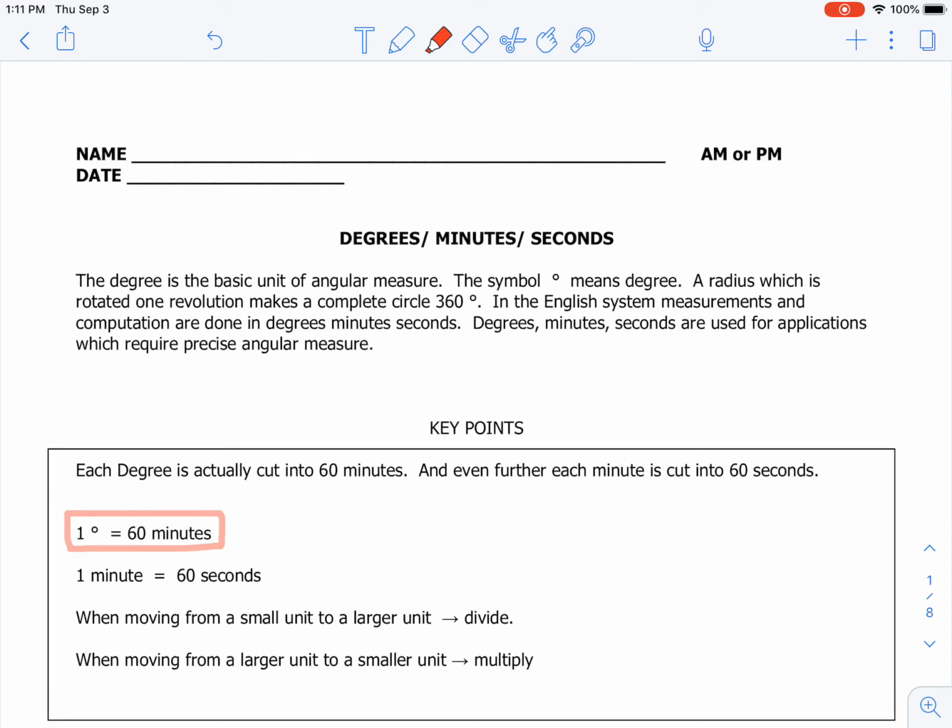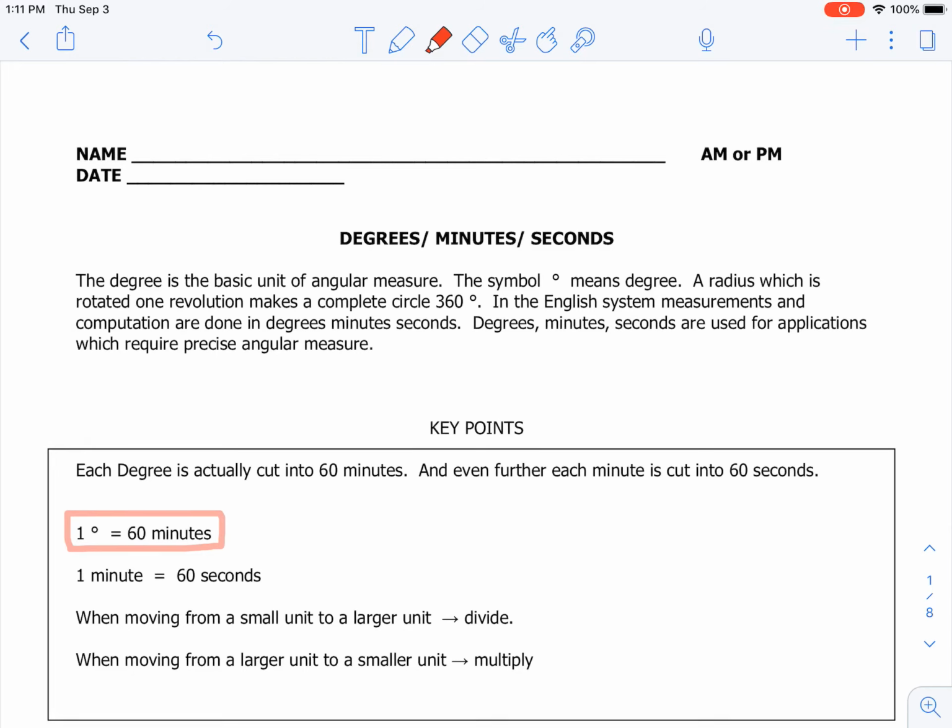And it really has nothing to do with the clock, okay? It originated with the position of the sun during certain times of the day, but it doesn't have anything to do with the hands and the angles that the hands make on the clock. So don't even think about that. But we're talking about very, very fine, accurate measurements.